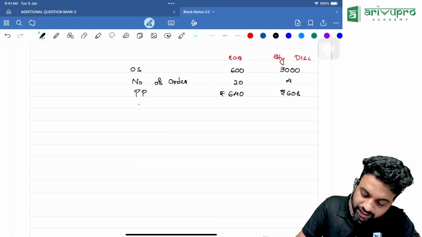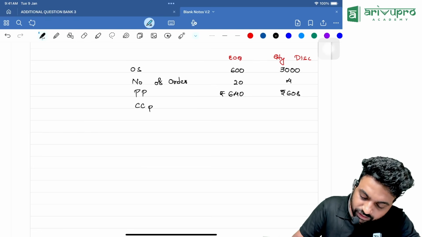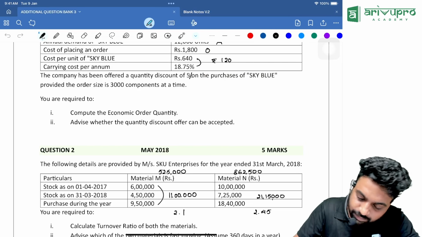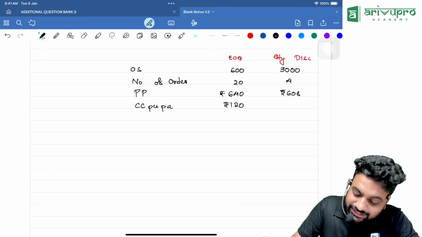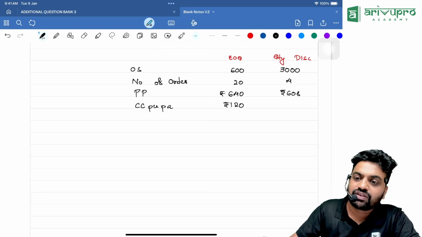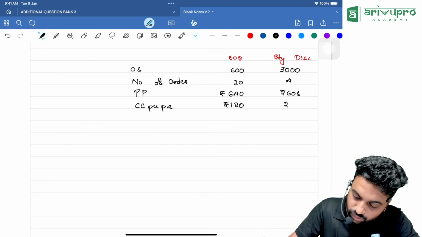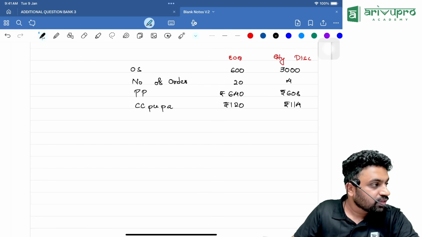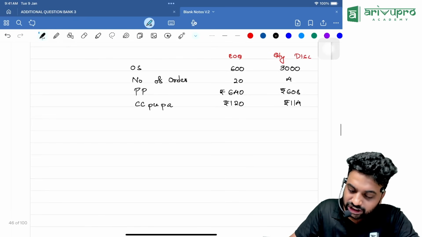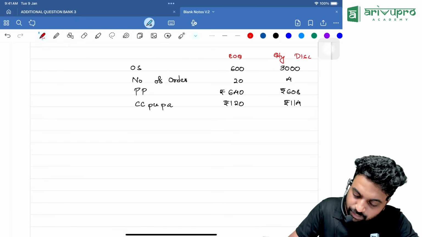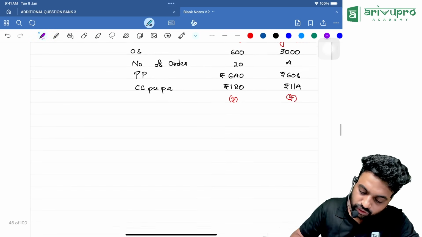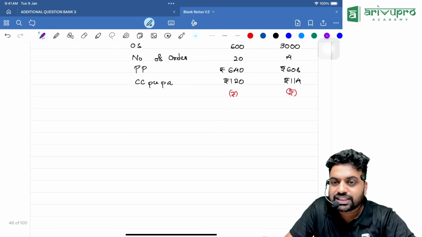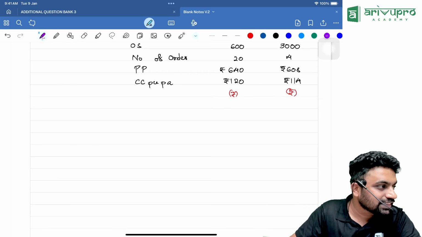Correct? Carrying cost per unit per annum, they are telling 18.75. So right now it is 120. 608 into 18.75 will come to 114. These are the required informations. Now we can straight away compute the cost and decide whether to go for it or not. Three costs will be there. One is purchase cost, one is ordering cost, one is carrying cost.